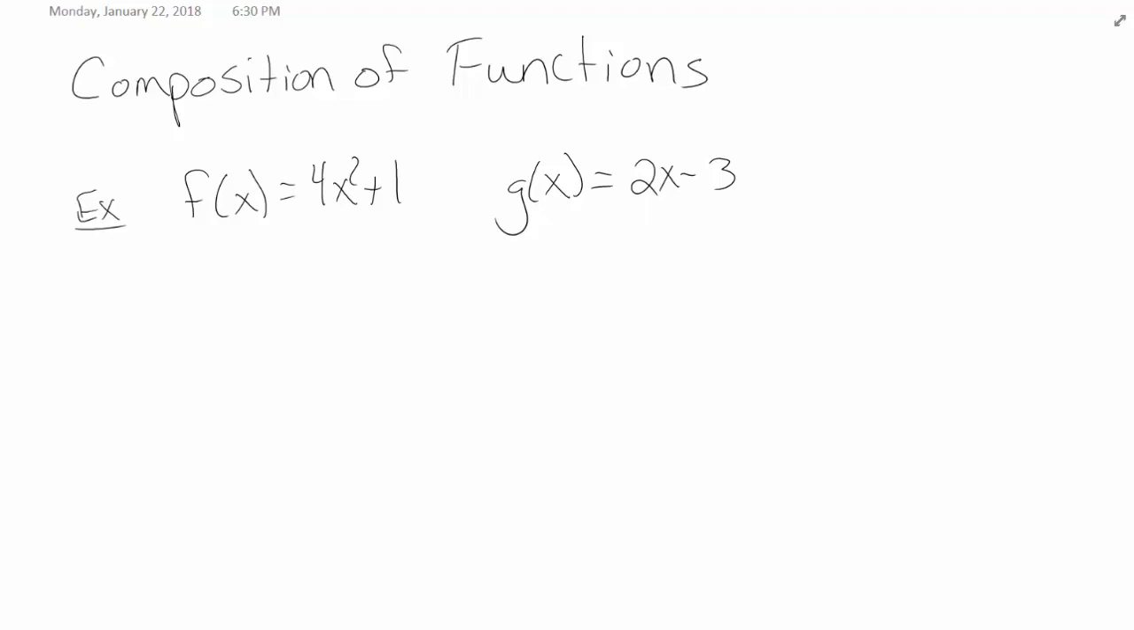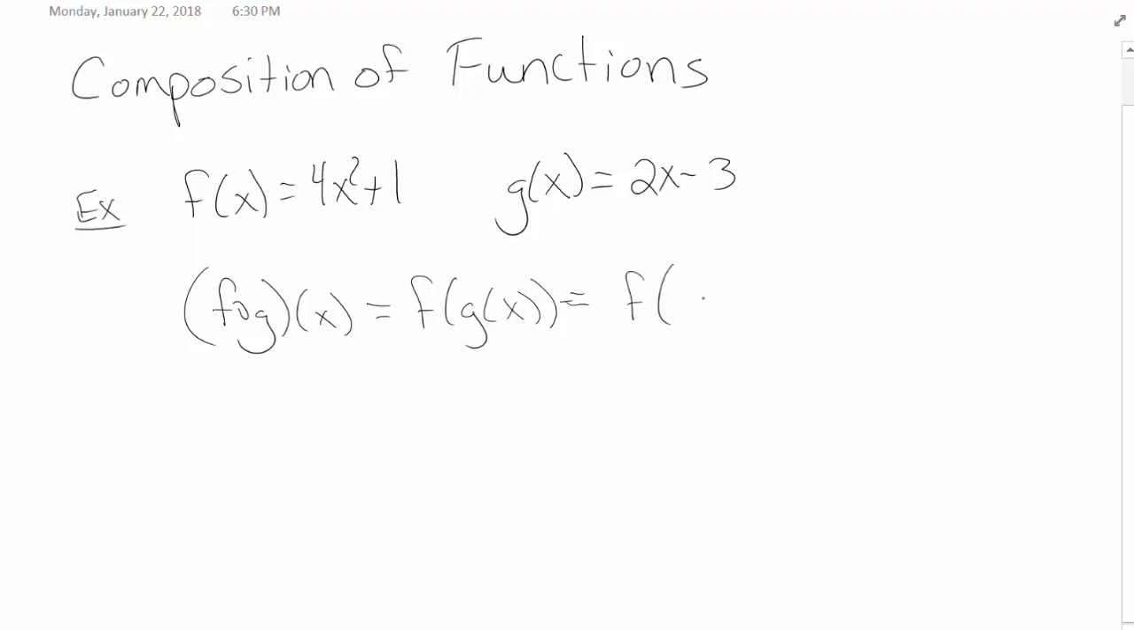Let's talk about the composition of functions, and by that I mean let's just do a whole bunch of examples. For the first one, let's go with f of x is equal to 4x squared plus 1, and g of x is 2x minus 3. If I'm going to take the composition, f composed with g of x, then this means f of g of x. So I'm going to start on the inside. I'm going to replace g of x with what it is by definition. G of x by definition is 2x minus 3.